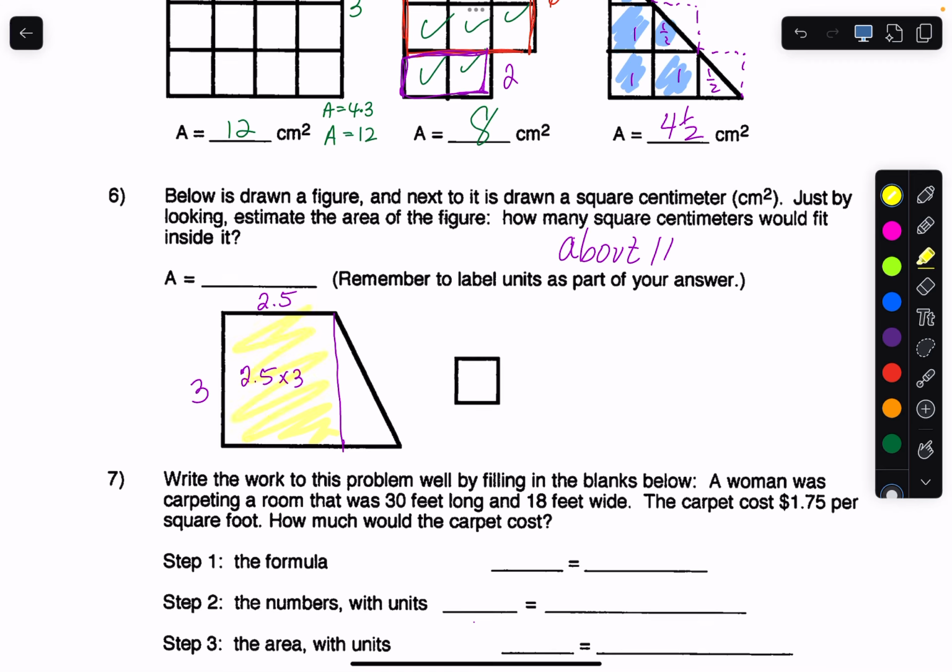So then we have to figure out what this is. Off the top of your head, or if you go to the front of your packet, can anybody tell me how to find the area of a triangle? Yes? Is it 1/2 times base times height? Exactly, 1/2 base times height. So if we can find the base length and the height length of that triangle, we can find the area of the triangle, and then we're just going to add the two together.